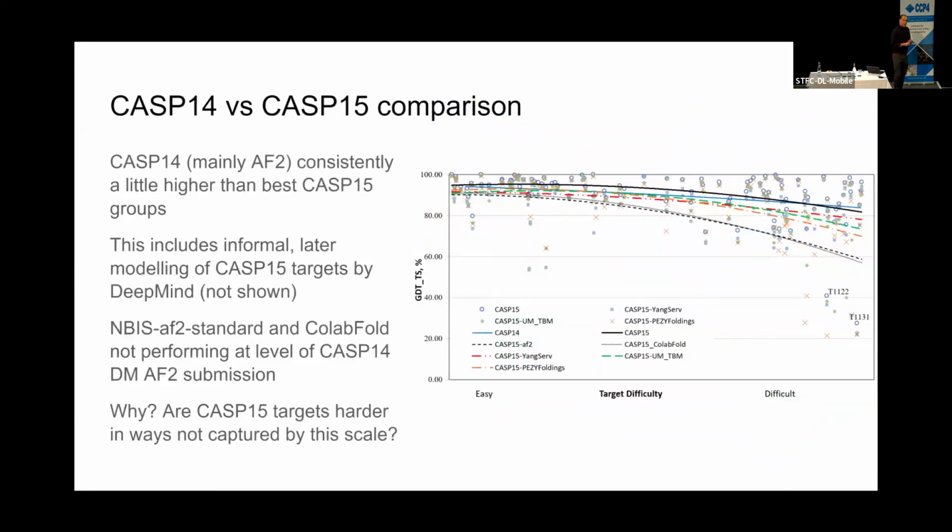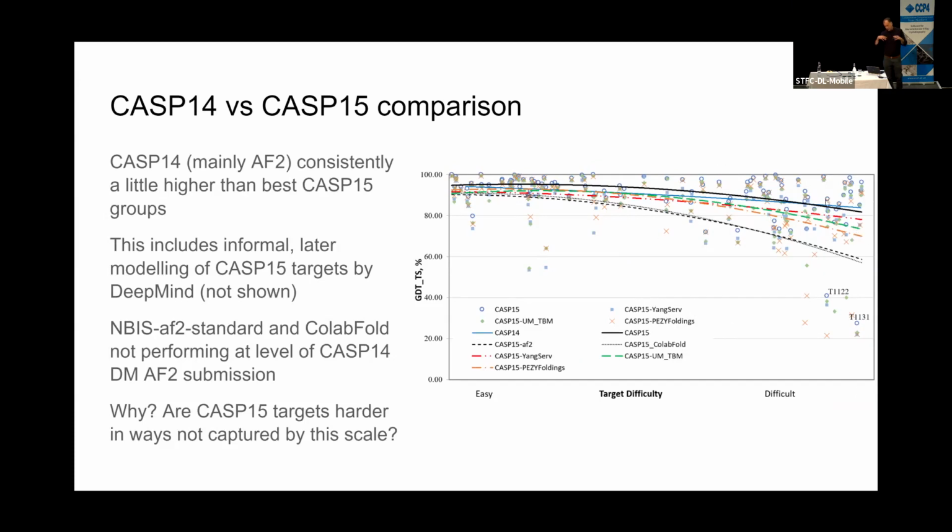In terms of progress from the last CASP, this is a sort of key question for us. If you look at the black and the blue lines here, you'll see that this time round, the methods were doing slightly better or at the same level as last time round. That's if you take the best model that anybody produced for any of the targets and you set them out from the easy to the hard and draw a fit between them.